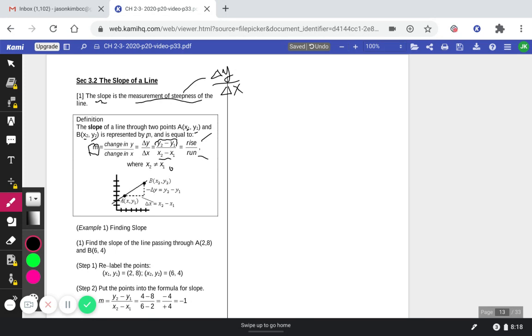Many of my students get confused between change in y over change in x or change in x over change in y. So make sure you memorize that the difference of y is on the top and the difference of x is on the bottom. Okay, again, slope m is equal to y2 minus y1 over x2 minus x1, in case they give you 2 points, (x1, y1) and (x2, y2).